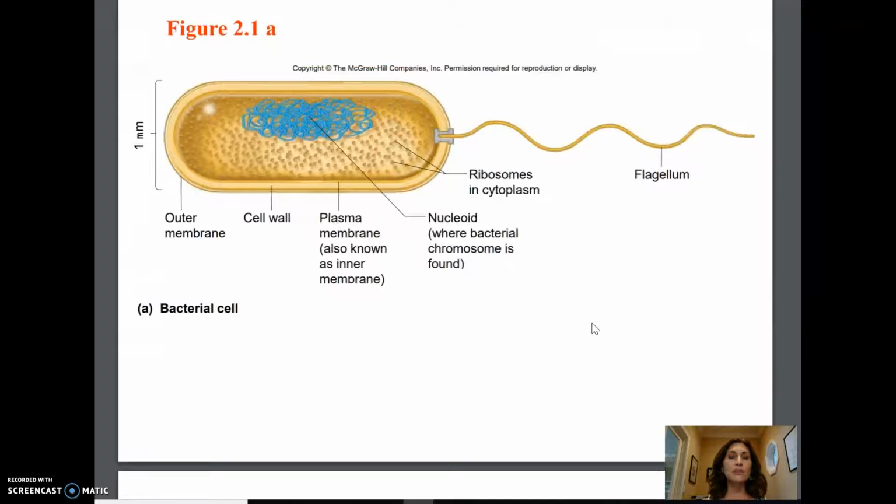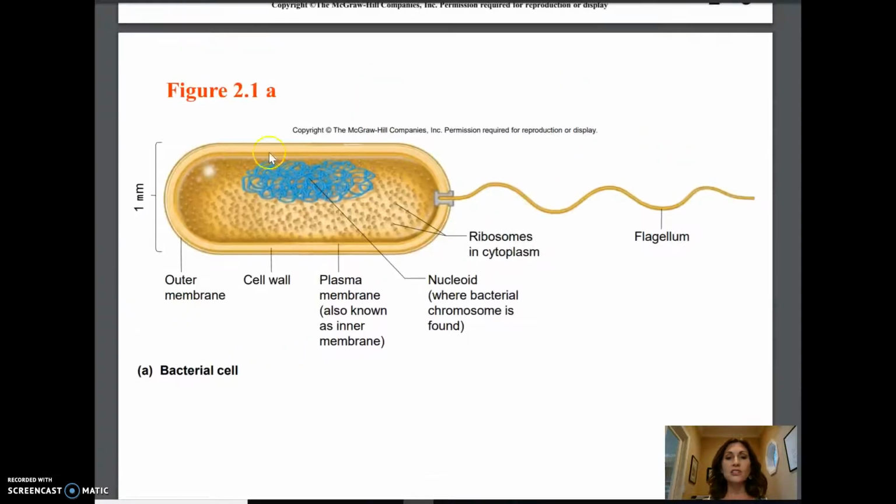Here's a picture showing you a real simple bacterial cell. It looks like a capsule. Here's the cell wall itself. I don't want to call it a capsule because the outer membrane can also be called the capsule. On the inside, you have lots of ribosomes. Ribosomes are made out of RNA. You might as well just dedicate that to your memory right now. Ribosomes equal rRNA, ribosomal RNA.